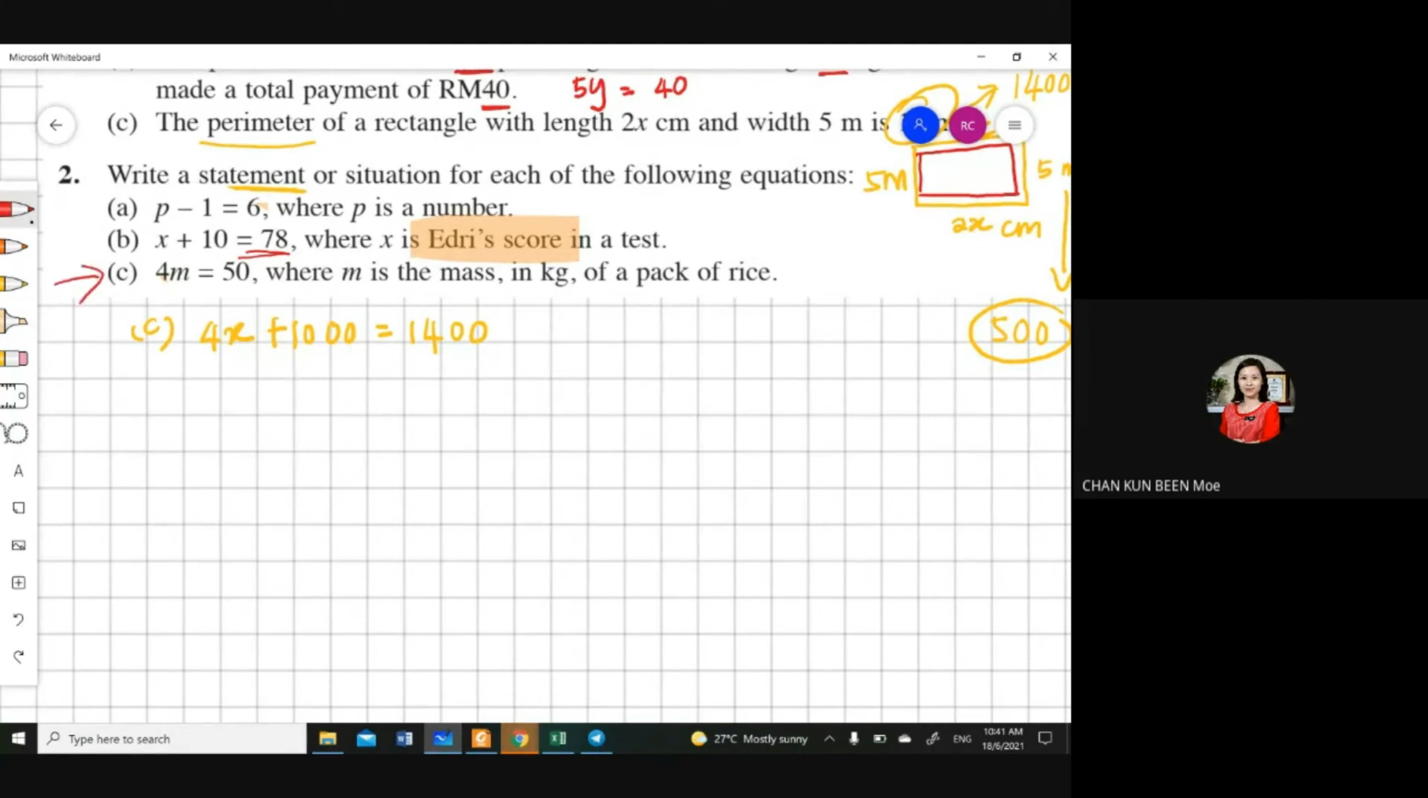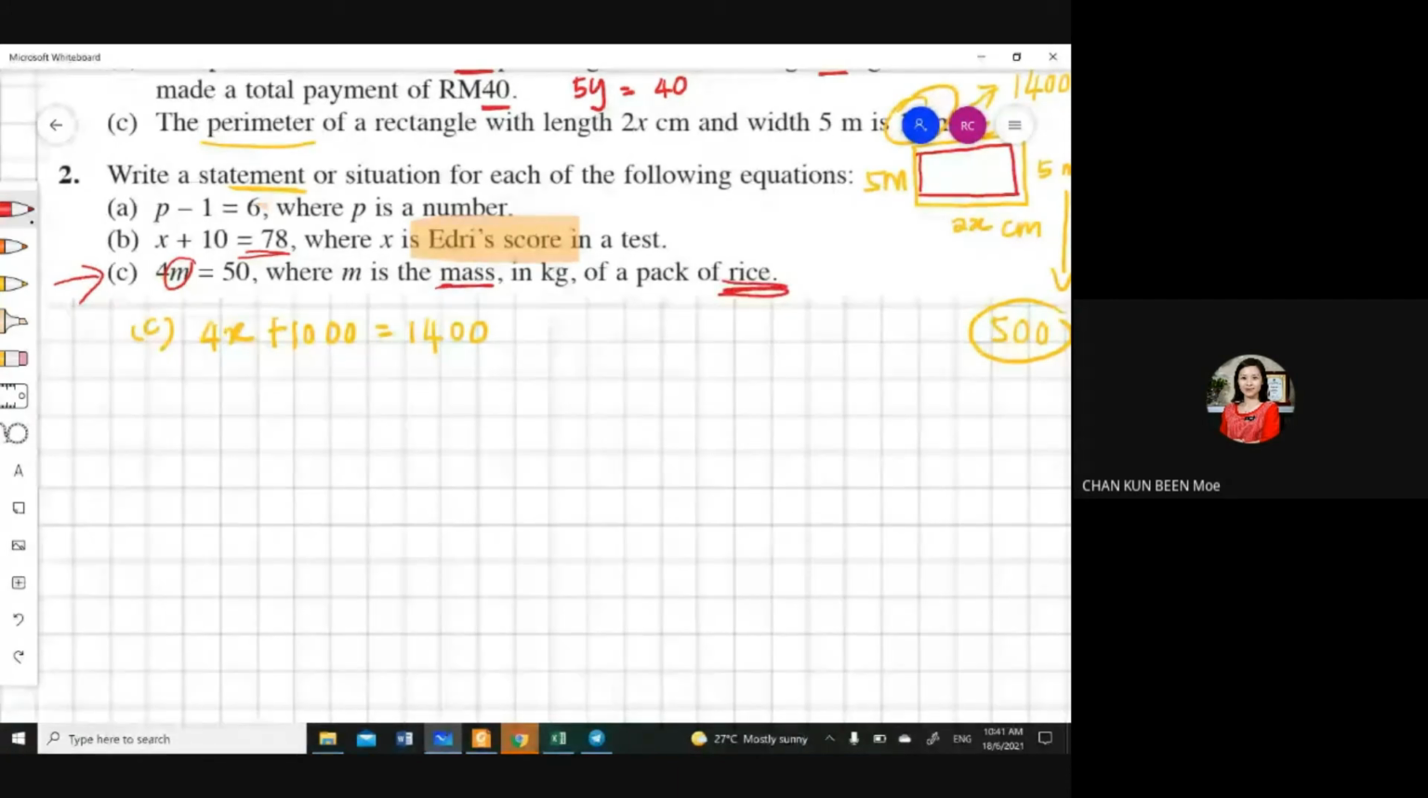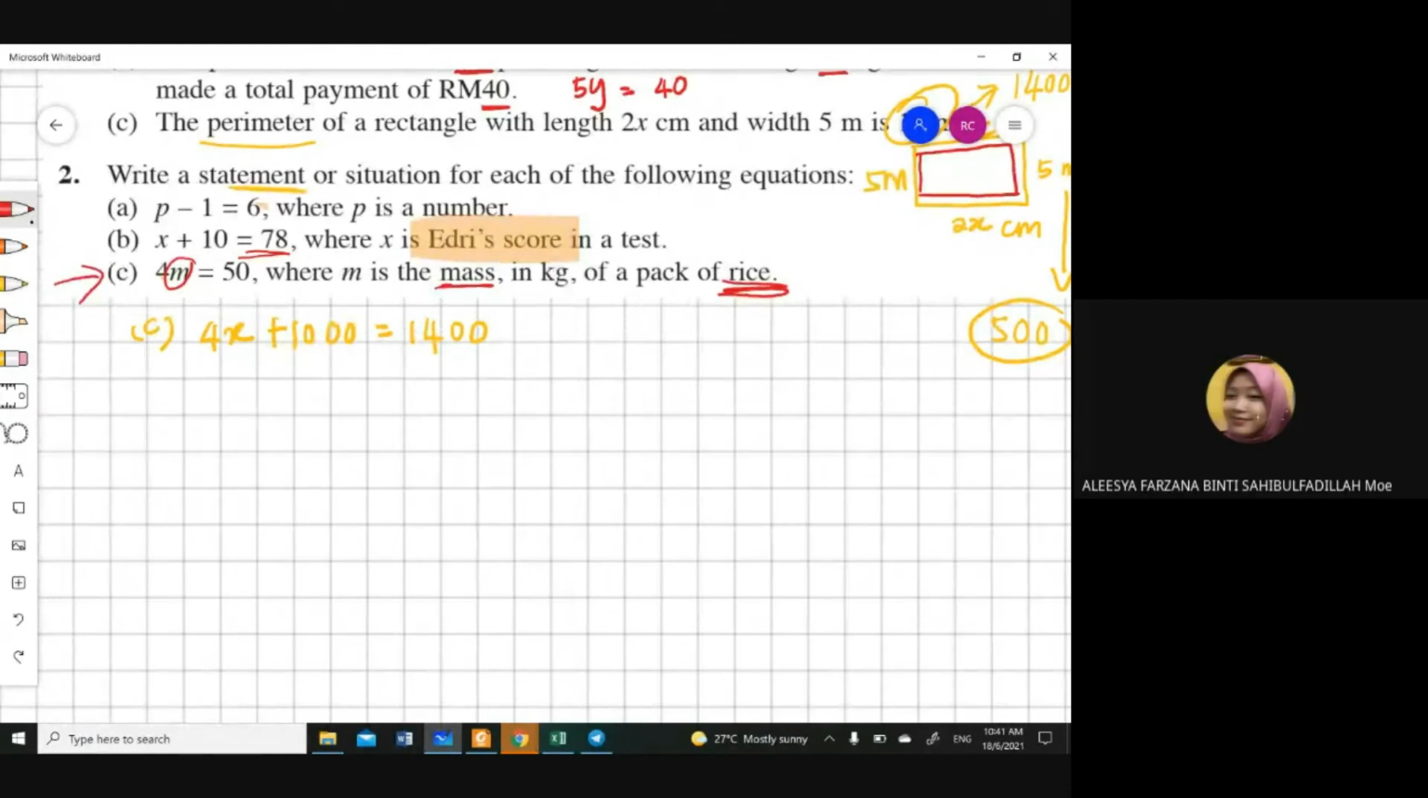For m equal to 50, where m is the mass. So the m over here, it is the mass in kilogram of a pack of rice. Okay, so this one simple, right? How are we going to make from the situation given? How to write the statement? A pack of rice is m kg. Not correct because you have 4 m. You have to mention this.